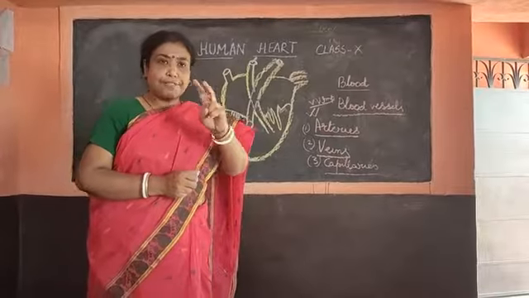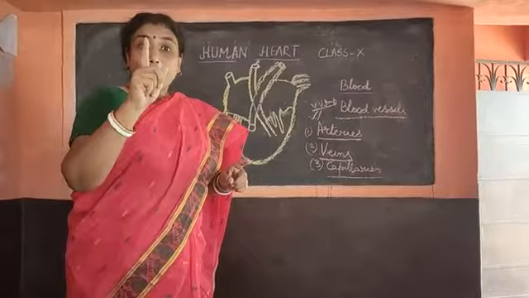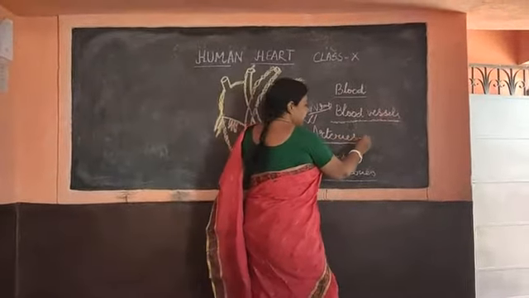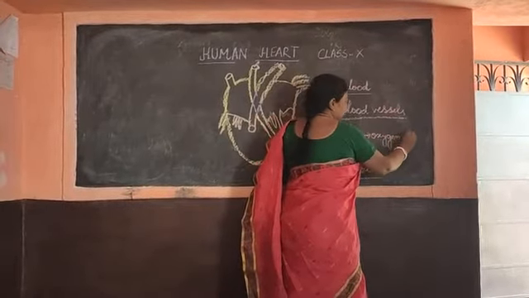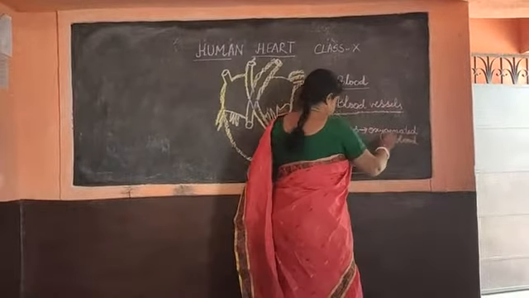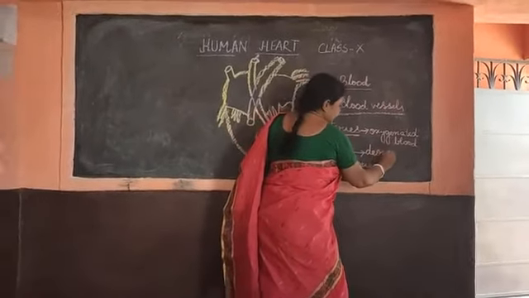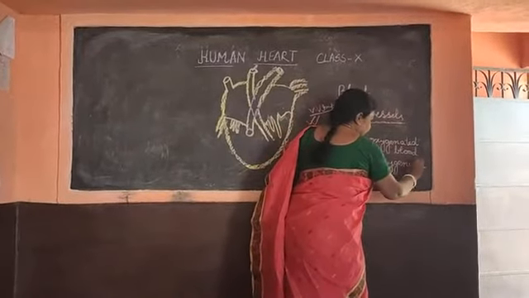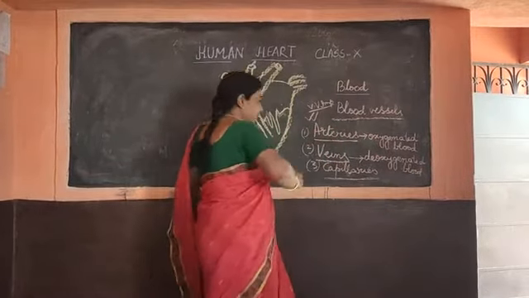One foremost difference between arteries and veins is that arteries carry oxygenated blood. Always remember, what do arteries carry? They carry oxygenated blood. What do the veins carry? The veins carry deoxygenated blood. We will come to this afterwards.